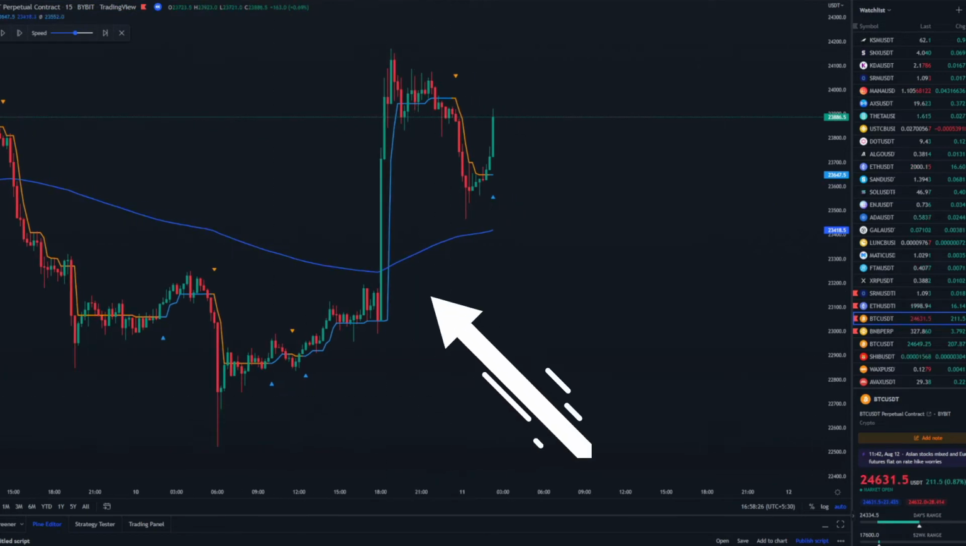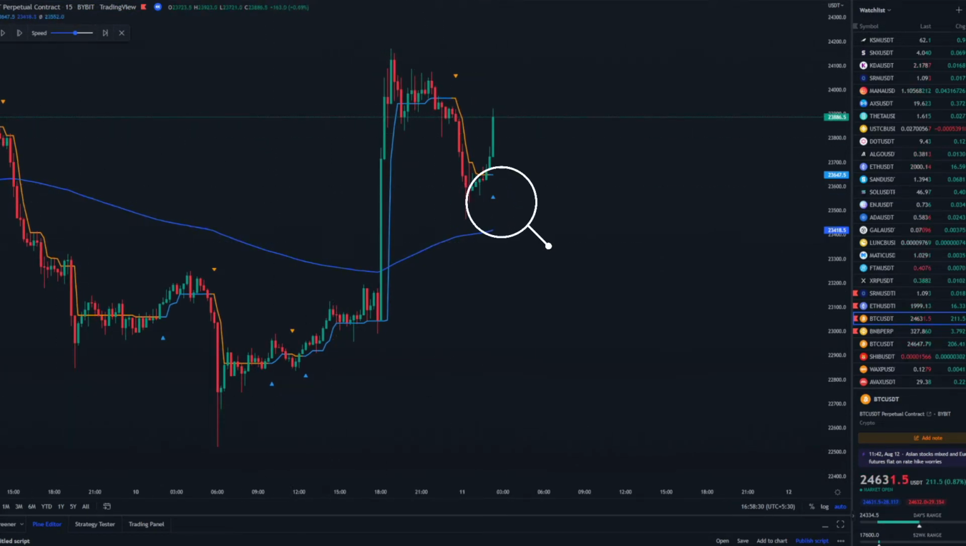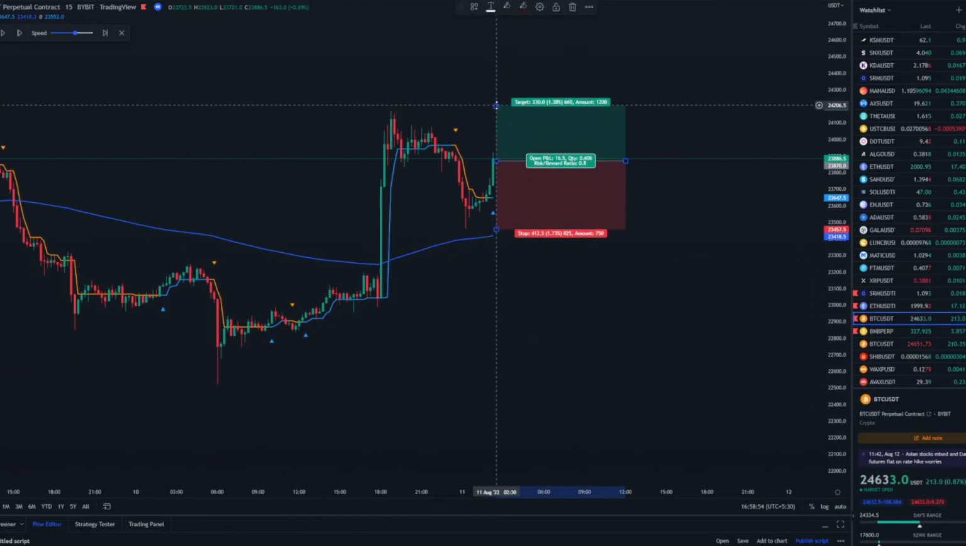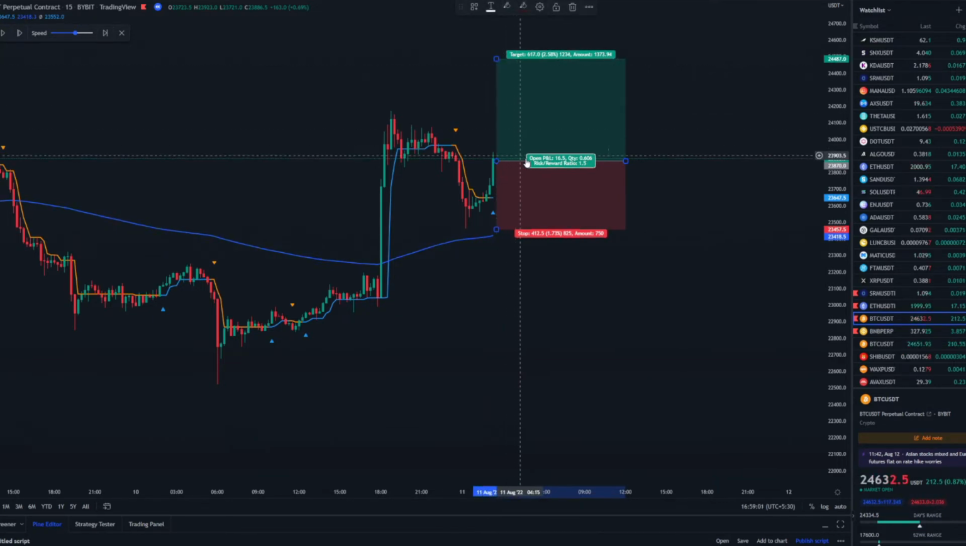As you can see here, the price is above the 200-day moving average. And the blue arrow buy signal appears below the candle. So we will place our trade here and put the stop loss below the last swing low of the price. Then place a take profit position 1.5 times greater than your stop loss. Now let's see how this trade goes.